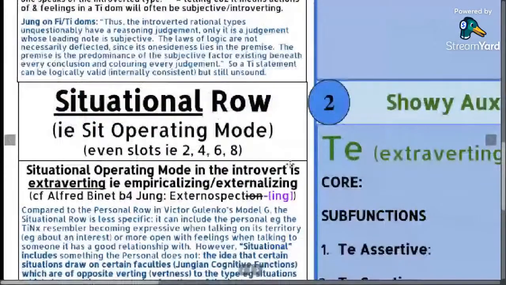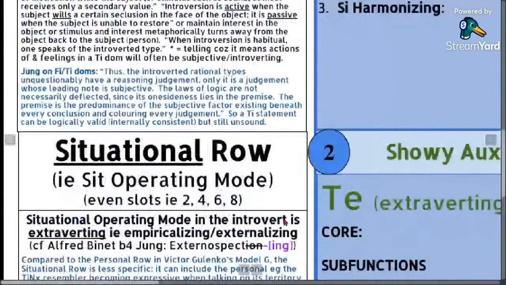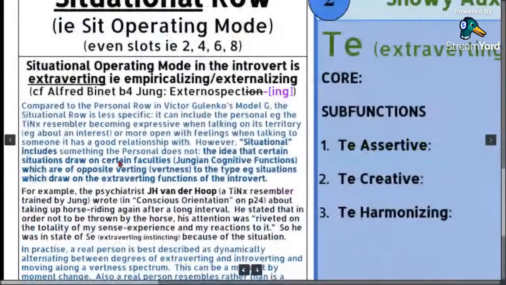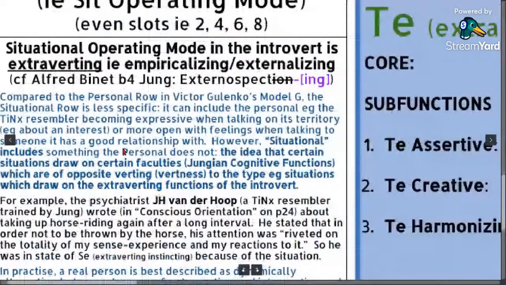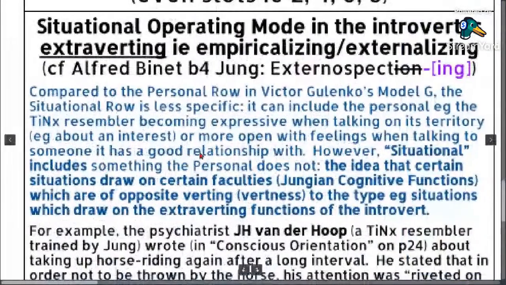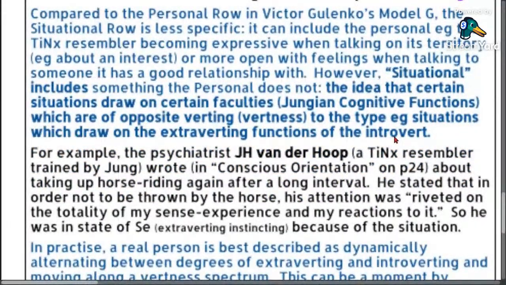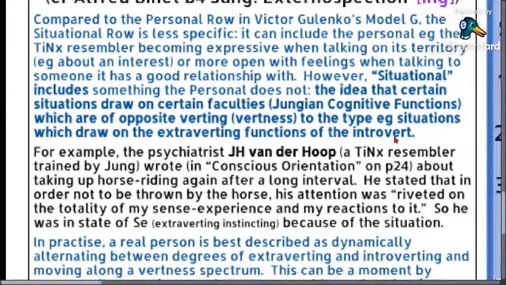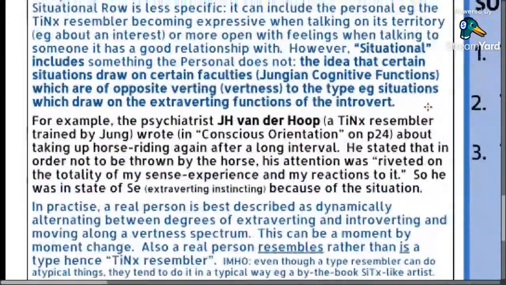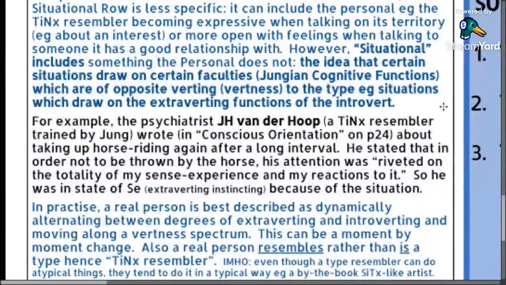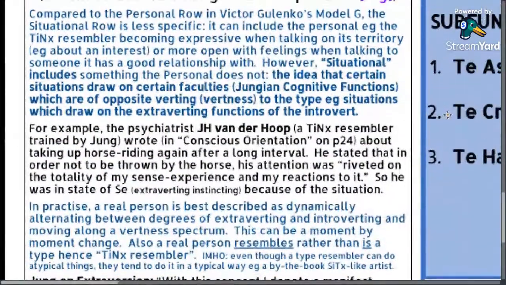Right, and then we've got the situational row. So we have the situational extroverting in the ISTJ. The preferences towards introverting. Situational operating mode in the introvert is extroverting, i.e. empiricalizing and externalizing. And then, is that it? I mean, Jung on extroversion. Okay, I'm just going to put it like that.